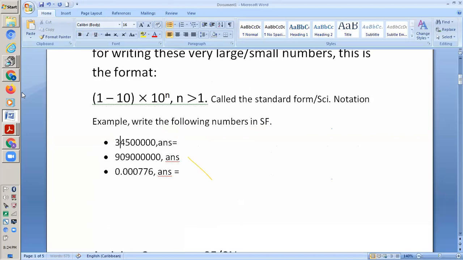There was a point between the 3 and the 4. It shouldn't be there, yeah? Sorry about that.